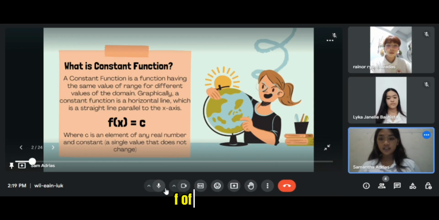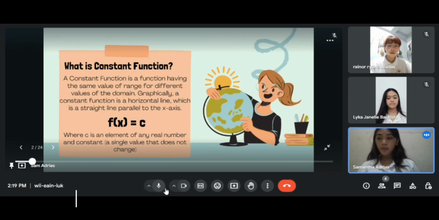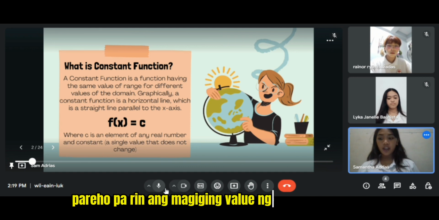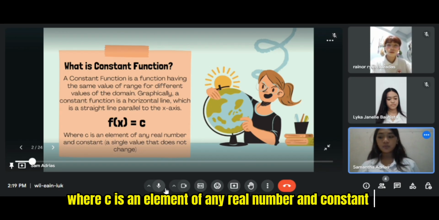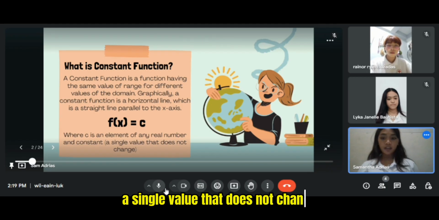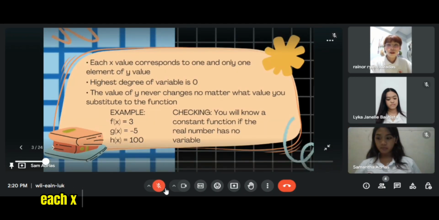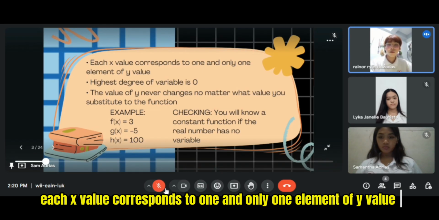f(x) = c. Ibig sabihin, kahit magbago ang value ng domain or x-axis, x values, parehas pa rin ang magiging value ng range or y value, where c is an element of any real number and constant. A single value that does not change. Each x value corresponds to one and only one element of y value.